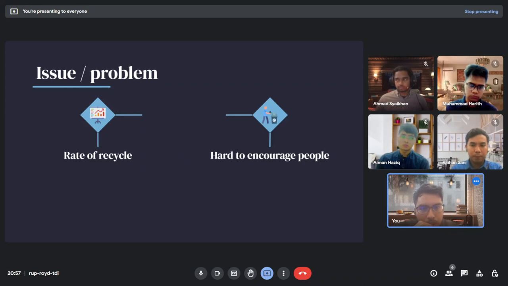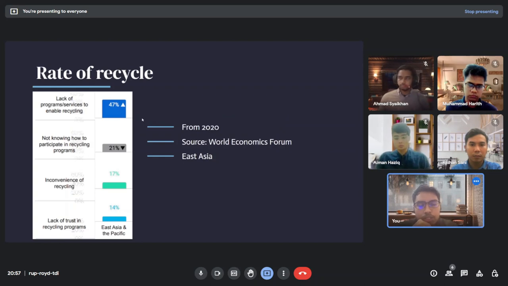So we have two issues about our proposed product. The first issue is the rate of the recycle, and the second issue is the hard to encourage people. So for the first issue, as you can see in this picture, 47% of people lack program service to enable recycle. This is the source from World Economic Forum from 2020, especially around Southeast Asia.